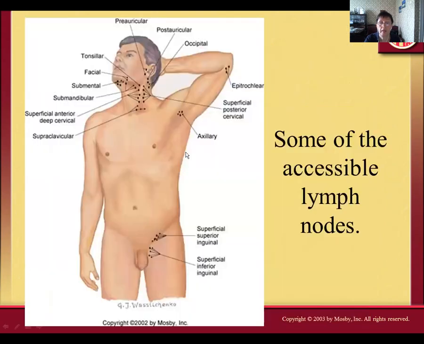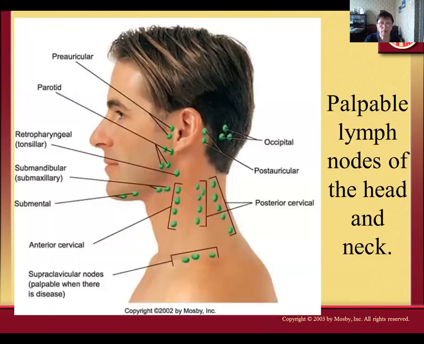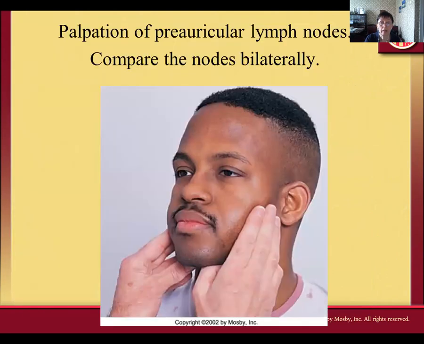The next step in general inspection will be examination of the lymph nodes. We can palpate some lymph nodes of the head and neck. And the very important rule for palpation is to compare the nodes bilaterally on both sides.